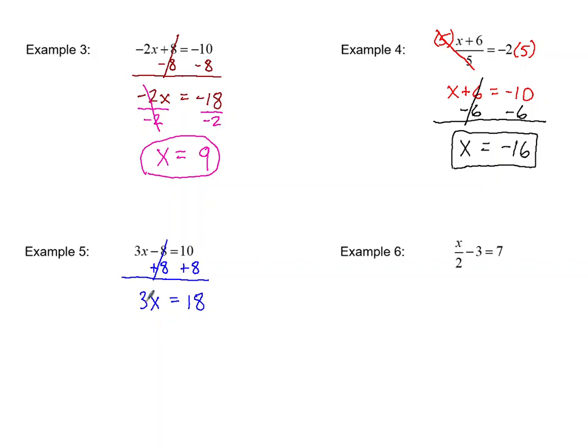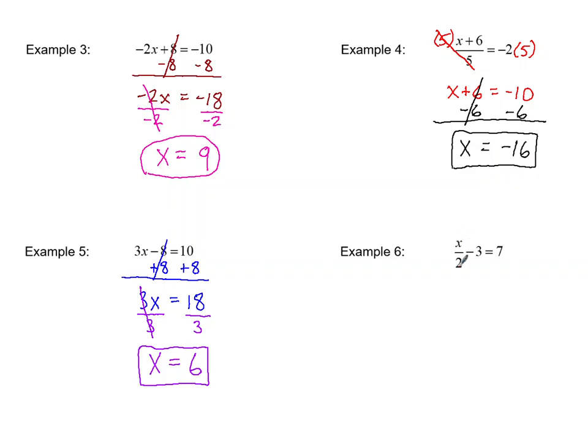I need to get rid of this 3. Since this 3 is being multiplied to my variable, I'm going to divide it away. Just a little division and another little division over here, and I'm going to cross it out because 3 divided by 3 is 1. And 1x would be all that's left, and over here we have 6. I have one more equation to show you in this tutorial.